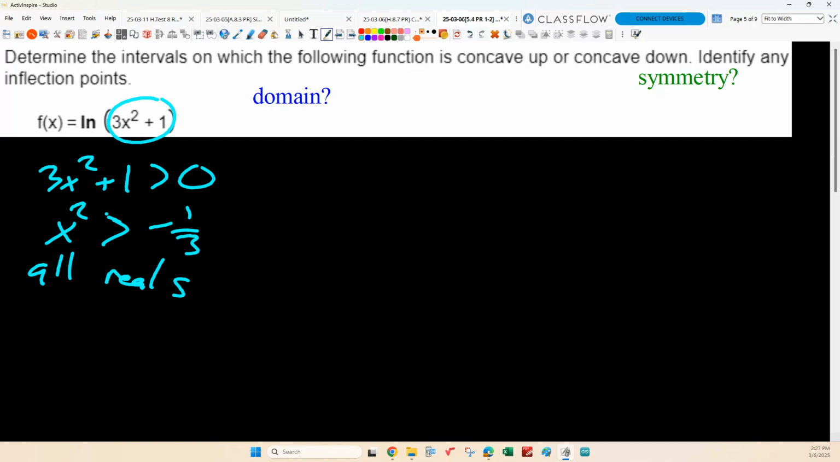If we had had a different inequality, what if the argument of the log had been something like 3x minus 2? If that had to be greater than 0, then we would have had a definite domain. X would have had to have been greater than 2/3. That would have been our domain. Okay?